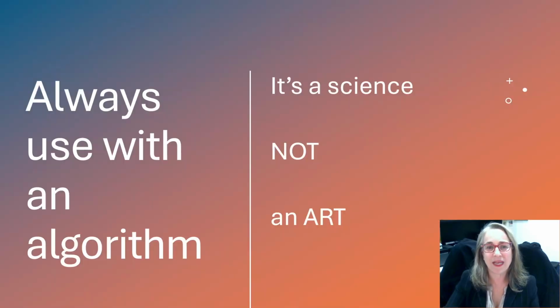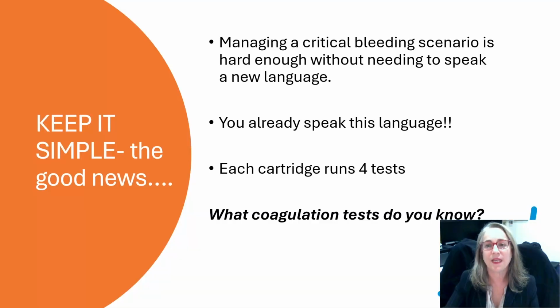A few reminders there to engage the staff and to make it easier to use. And we always use it with one of these algorithms because viscoelastic hemostatic testing is a science. It's not an art. So we need to keep it simple. And the good news is that you already speak part of this language. So managing critical bleed is hard enough without needing to learn to speak a new language.